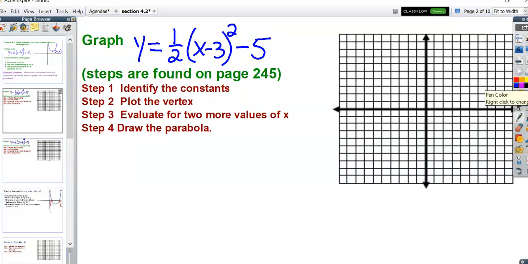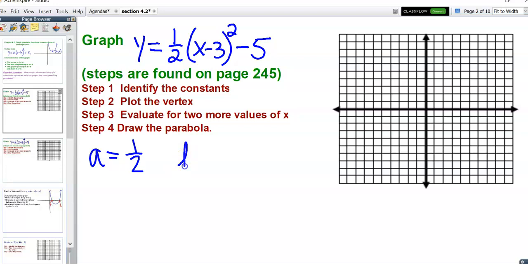Step 1 is that we need to identify what the constants are. And by that, I'm really just talking about what is h and what is k, what is our a value. So we have a, that goes out in front, that's 1/2. H is what's inside of parentheses with the x. And remember, we are subtracting h, so we have to change the sign. H equals 3. And then k is at the end, so k equals -5.